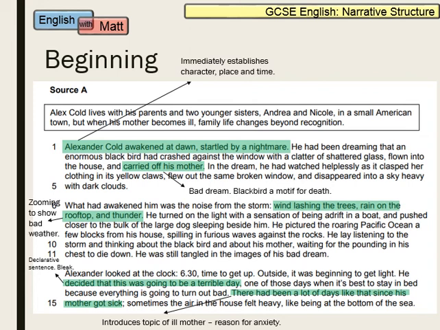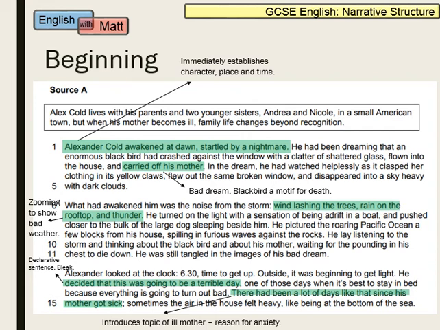So it says, Alexander Cold awakened at dawn, startled by a nightmare. He had been dreaming that an enormous blackbird had crashed against the window with a clatter of shattered glass, flown into the house, and carried off his mother. In the dream, he had watched helplessly as it clasped her clothing in its yellow claws, flew out the same broken window, and disappeared into a sky heavy with dark clouds.